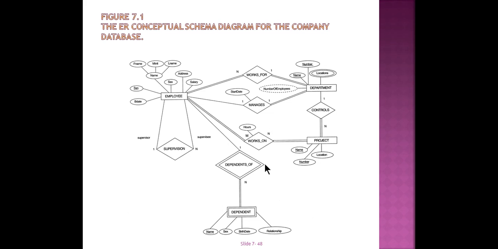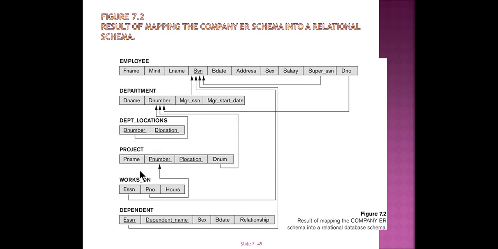So works on is a separate table. You can see here primary key of employee, primary key of project, and the descriptive attribute. So combinedly these two will be the primary key for works on, ESSN and P number. But individually these are the foreign keys. ESSN refers to SSN of employee, P number refers to project number of the project table. So these are individually foreign keys, but combinedly they act as a primary key of the works on table.